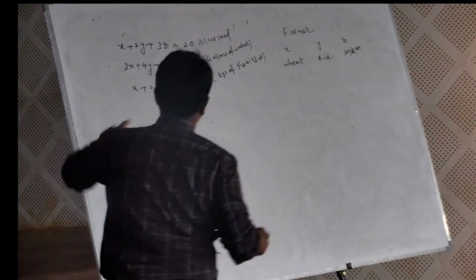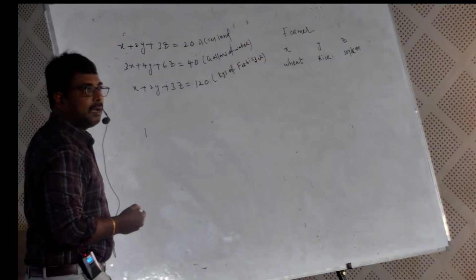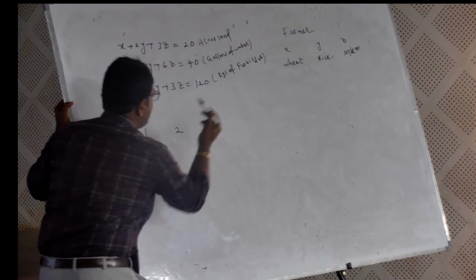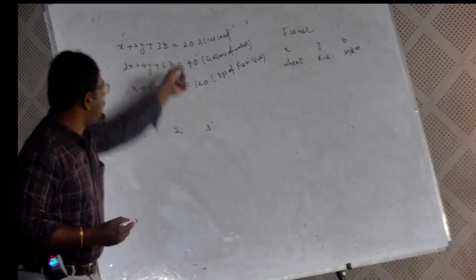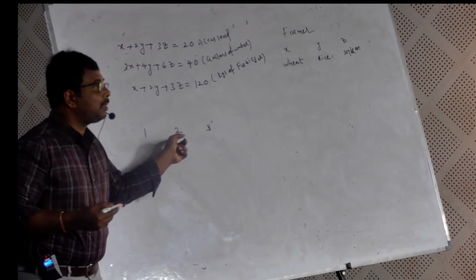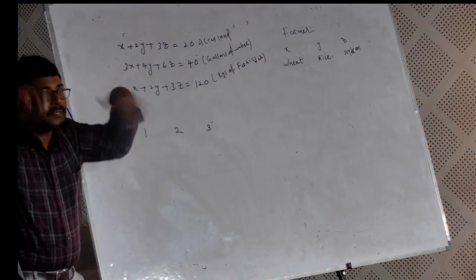How many acres? 20 acres. How is he using the 20 acres? He is using the 20 acres to produce one ratio of wheat, two ratios of rice, three ratios of soya bean. He is utilizing the land in that way. One part for wheat, two parts for rice, three parts for soya bean. His idea is like that.